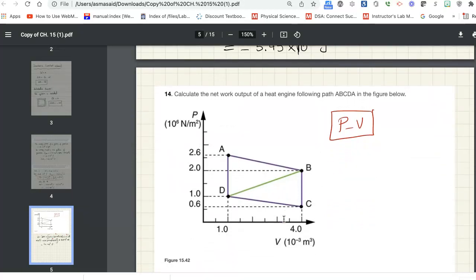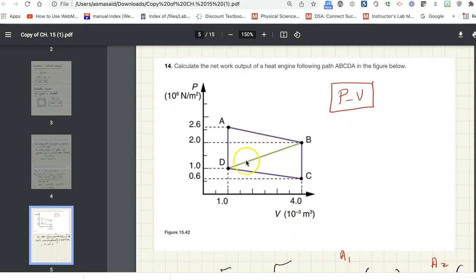Most of the time, you're going to have a PV diagram that you use to calculate the net work output of a heat engine following a certain path. And here we are going to calculate the net work for this process going through A to B to C to A. One of the things that I want you to know is that going back to the same state makes the change in the internal energy equal 0, since the initial equals the final. Also here, the work done is just the area enclosed by this shape.